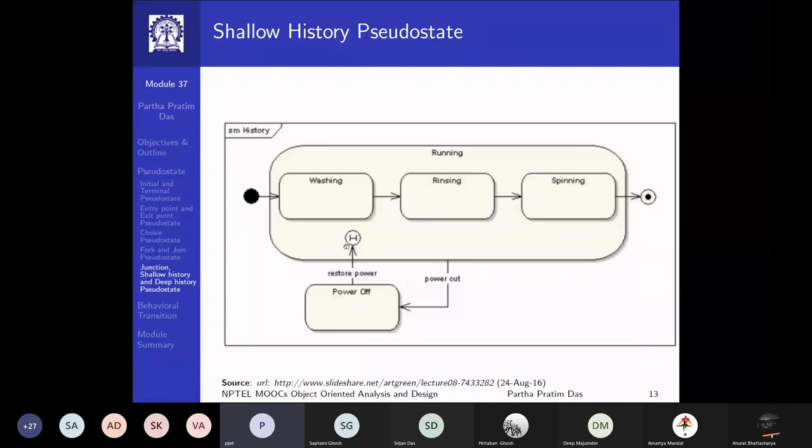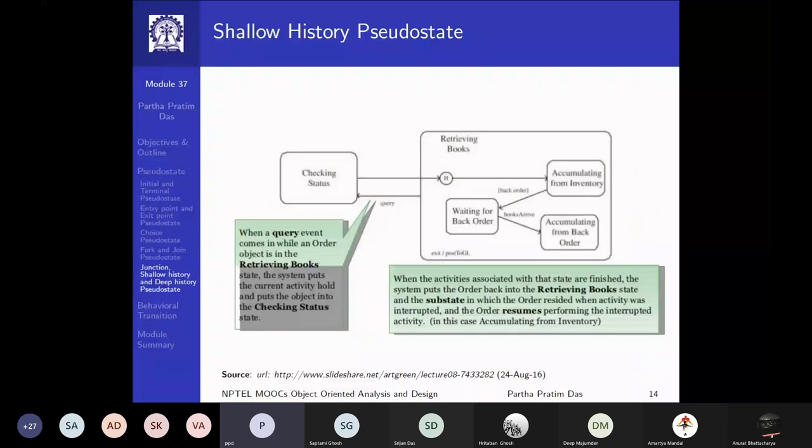So that's the basic concept. When the power restores, you don't go back to the initial pseudostate, but you come to a history state, right? You will have to detail this out slowly, but you say that you are getting back to a history state, which means that if you have been rinsing, you should get back to that. If you had been spinning, you should get back to that, right? That's the kind of behavior you express with the history pseudostate. So H is a pseudostate here.